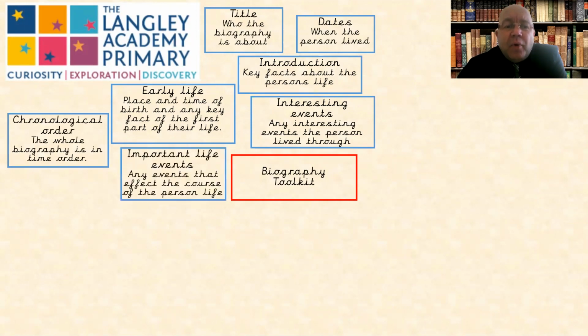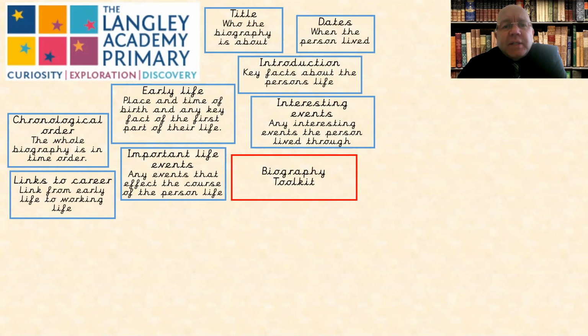Any important life events, those things that maybe have steered the course of their life, made them make choices as regards career or hobbies, or the things that actually made them famous. Then we look at the things that link to their career. What was it, do you think, during their education, during those early years, that made them take on a particular career?